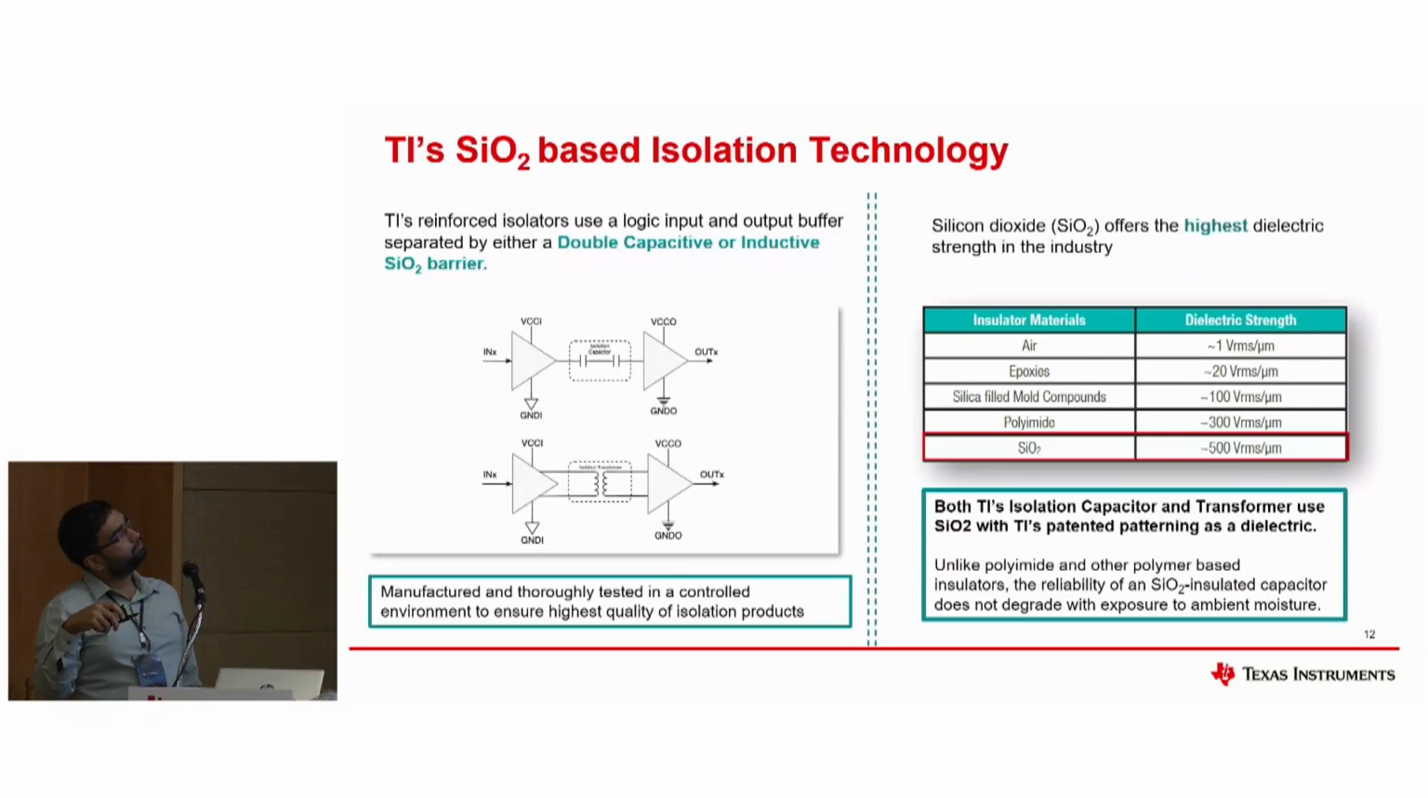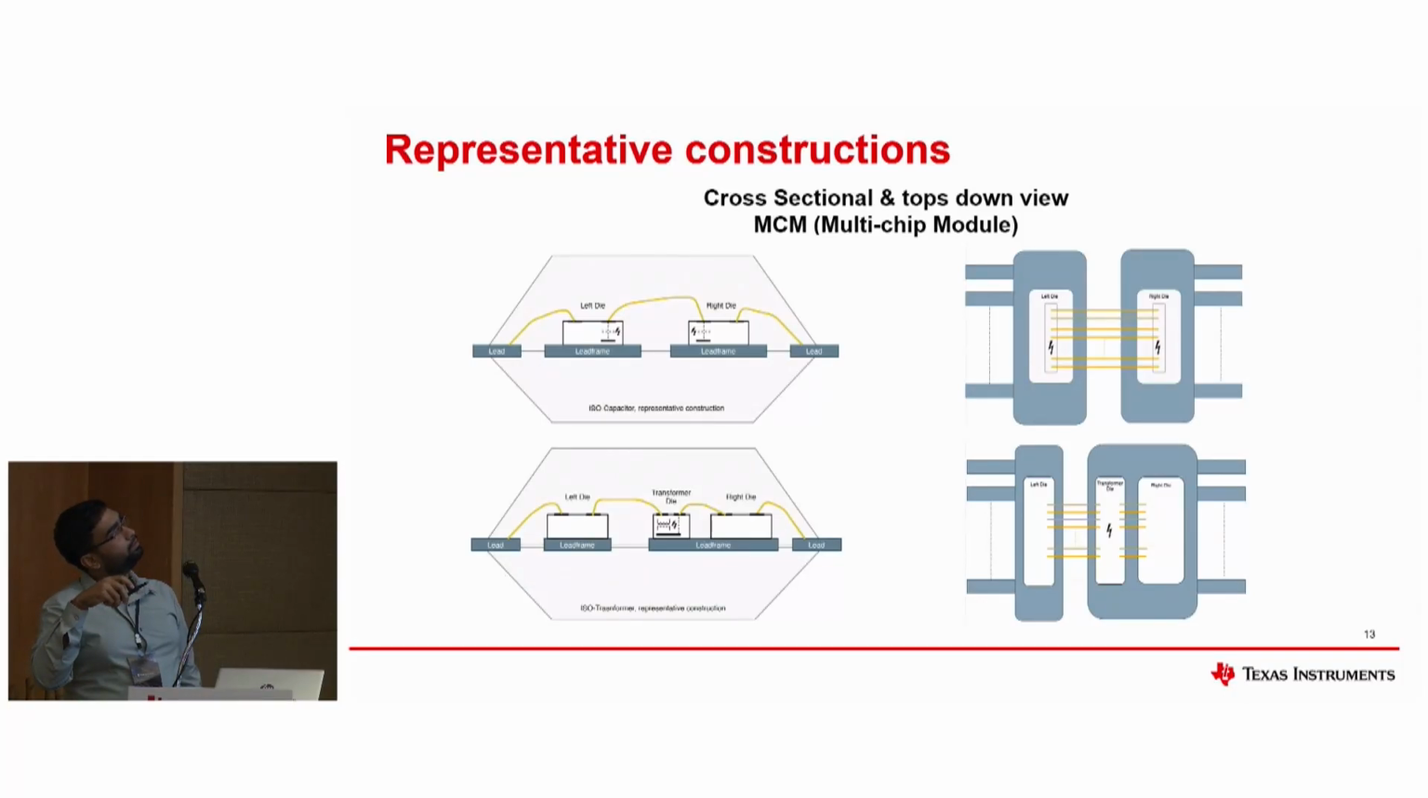Now, both the isolation technologies utilize the silicon dioxide-based dielectric, which offers highest dielectric strength, which means you can have lowest DTI, which is distance through isolation, creepage, clearance, but still have the highest isolation ratings. And this is a pictorial representation of the difference between a capacitive and the transformer-based isolation tech.